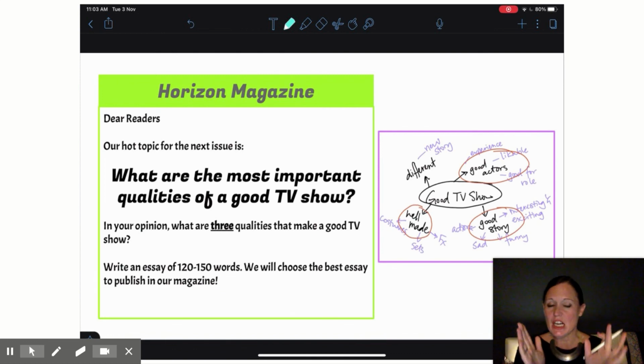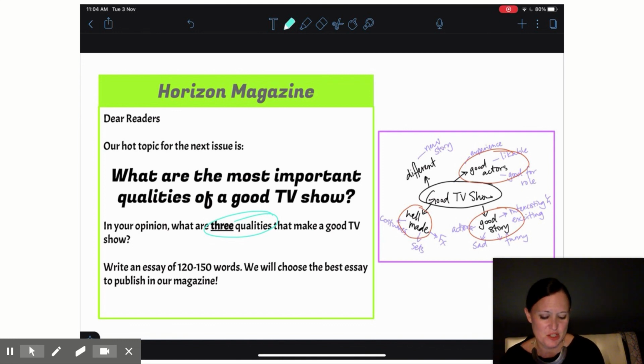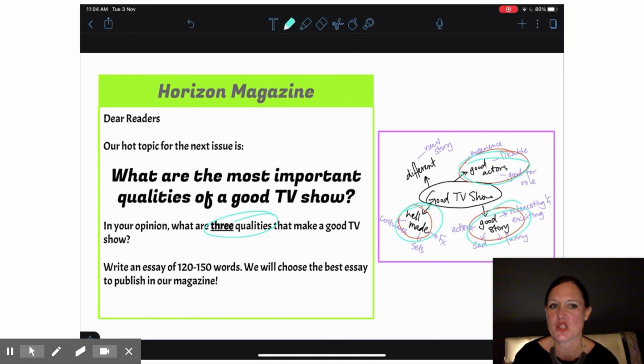We have here another essay question. What is the most important qualities of a good television show? You're trying to pick something new to watch. You've got a lot of free time. What are 3 qualities that you want to consider before choosing a good TV show? And I made a mind map for you already. And I decided for me, but you're going to have to go with it, that a good TV show has good actors, is well made, and has a good story.